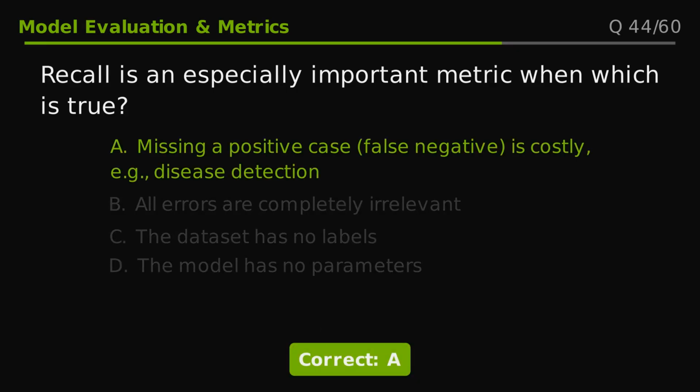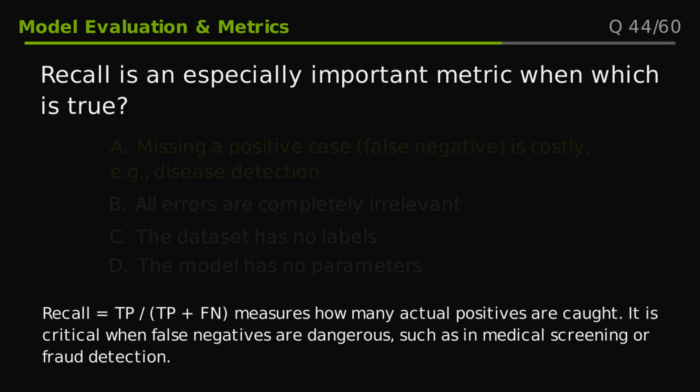The correct answer is A. Recall equals TP divided by TP plus FN, and measures how many actual positives are caught. It is critical when false negatives are dangerous, such as in medical screening or fraud detection.